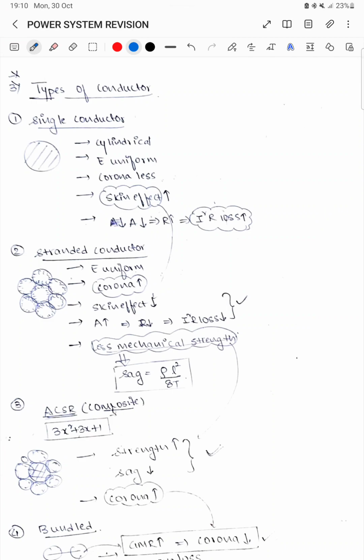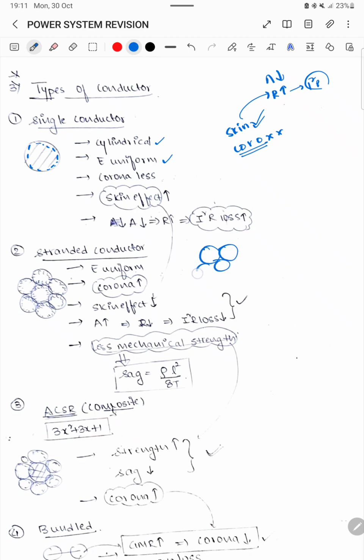First, single solid conductor. A solid conductor is cylindrical and uniform. But since it is a solid conductor, there will be skin effect. There is no corona since it is a smooth surface. But skin effect is there, so A is less, R is more, which implies I squared R losses are more. To reduce this, basically we do stranding of the conductor.